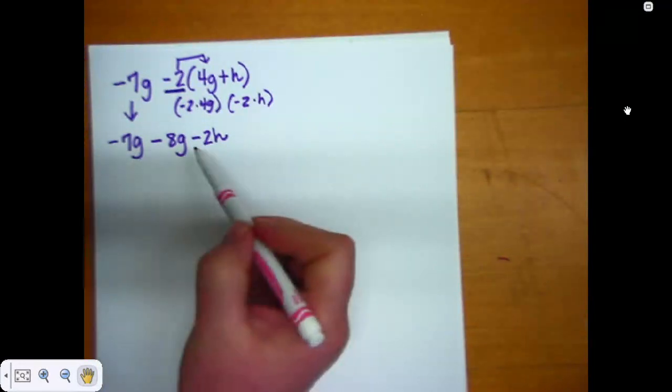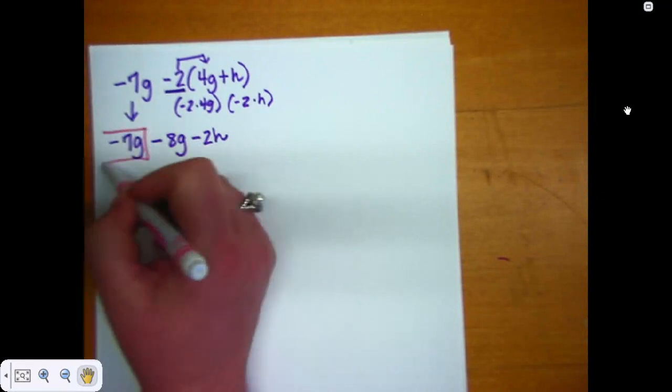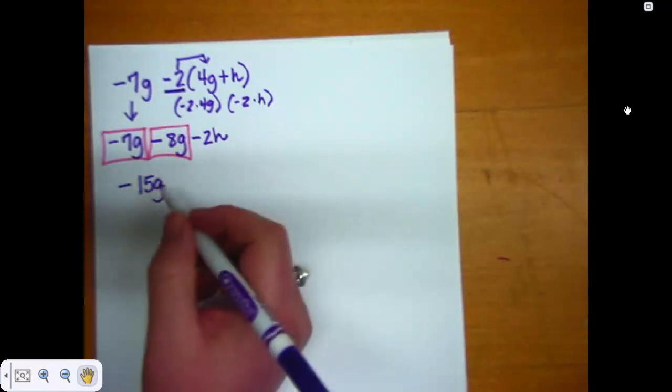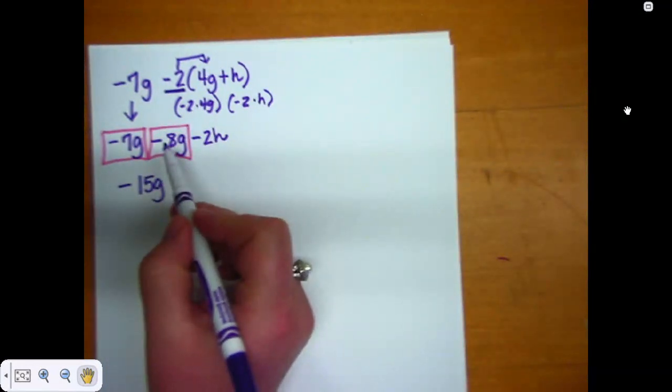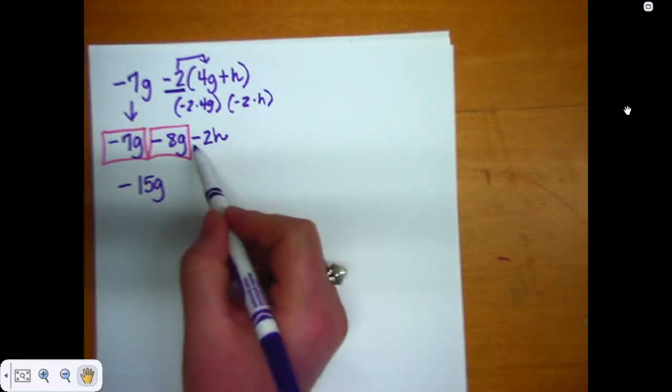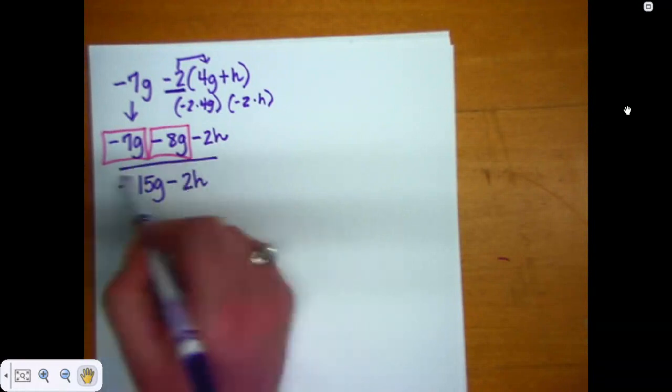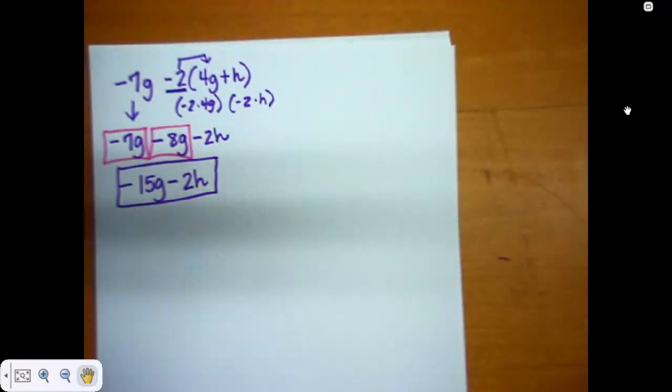Now, do I have any like terms? I see that I do. I have 2 terms that have the G as a variable, so it is negative 7G and negative 8G. My signs are the same, so I'm going to add, and I'm going to get negative 15G. And I knew it was negative because my largest absolute value was negative. And then I'm just simply going to bring down the negative 2H. And that is my most simplified version.